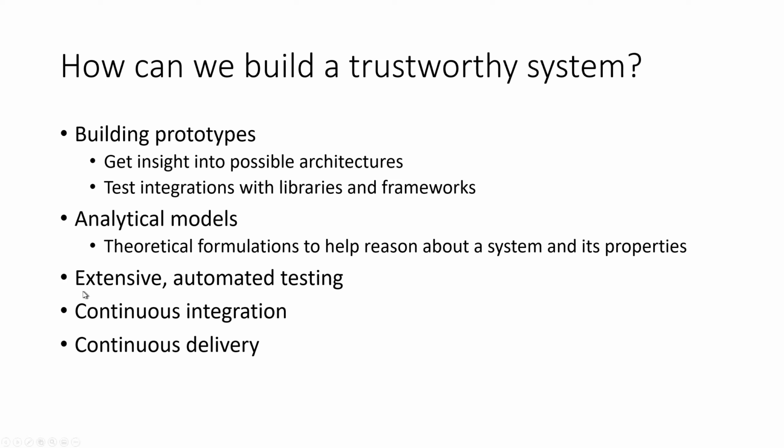One thing we can do is have extensive automated testing so that we test all the changes we make. We can also use continuous integration to make sure that the tests are run automatically whenever we change the code. And we can have continuous delivery so that if something breaks, we can roll back to the previous version so that the system keeps working. All of these are example mechanisms, technologies, and practices that we can use to build a trustworthy system in the cloud.